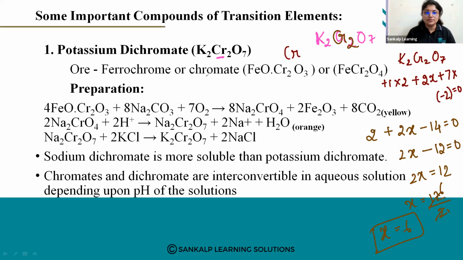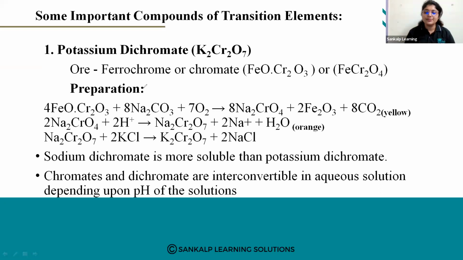We are going to synthesize, to prepare this compound from its ore. Which are the two ores? Either you can take ferrochrome, which is FeO.Cr2O3, or chromite ore, that is FeCr2O4. These are the ores from which potassium dichromate can be synthesized.